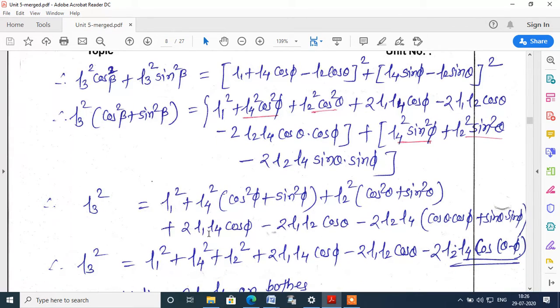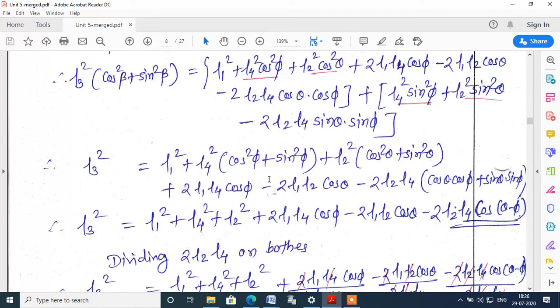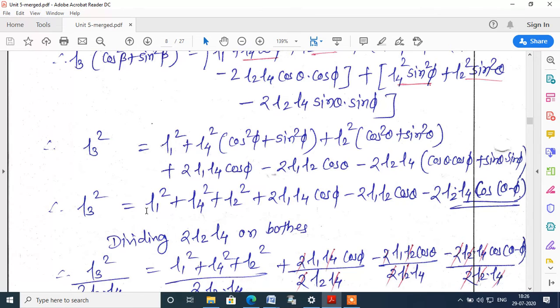After solving, we get the final equation: L3 square equals L1 square plus L4 square plus L2 square plus 2 L1 L4 cos phi minus 2 L1 L2 cos theta minus 2 L2 L4 cos of theta minus phi.